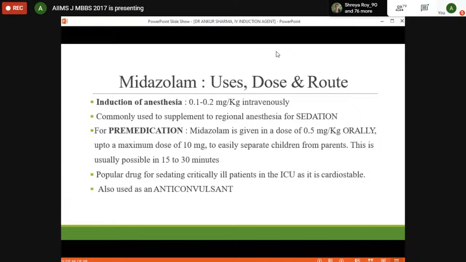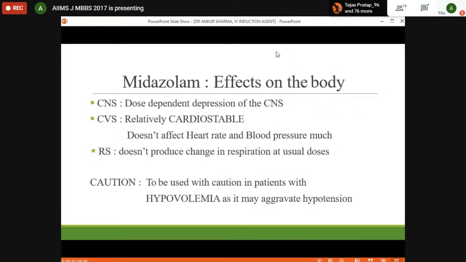It is the most frequently used drug for ICU sedation and is also used as an anticonvulsant. Effects on the body: it causes dose-dependent depression of CNS. It is relatively cardiostable. It does not affect heart rate and blood pressure much. In the respiratory system, it does not produce change in respiration at usual doses. But caution should be taken in patients with hypovolemia because it can cause hypotension.